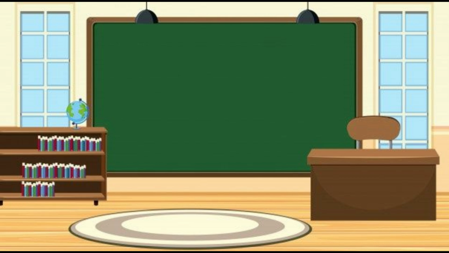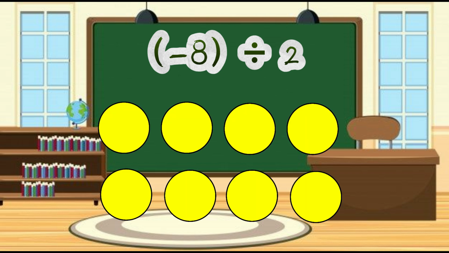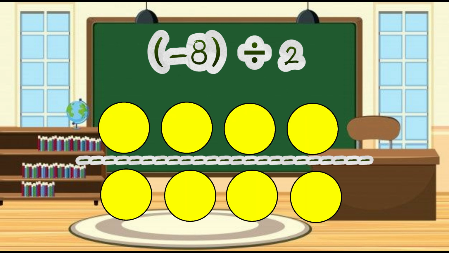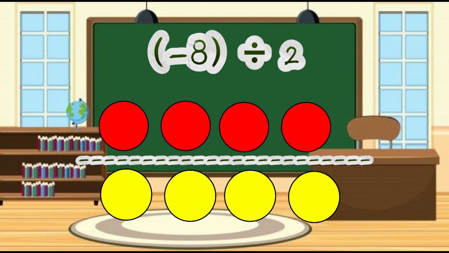Another example, we have -8 divided by +2. Therefore, we have 8 red chips split into groups of 2. Thus, the answer would be 4 red chips, which means -4.